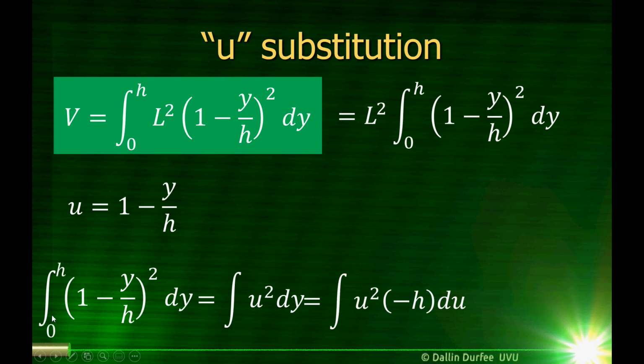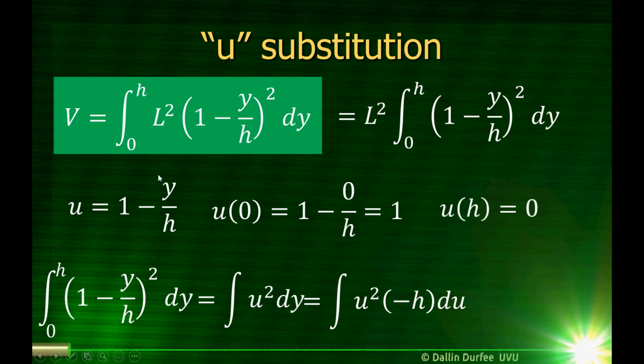So here I'm integrating from 0 to h, but when I get over here, I'm not integrating with respect to y anymore. I'm integrating with respect to u. So what I can do is say, well, what is u equal to when y is equal to 0? Oh, when y is equal to 0, u is equal to 1. What is u equal to when y is equal to h? Well, if I plug in h right here, I get 1 minus 1, I get 0.